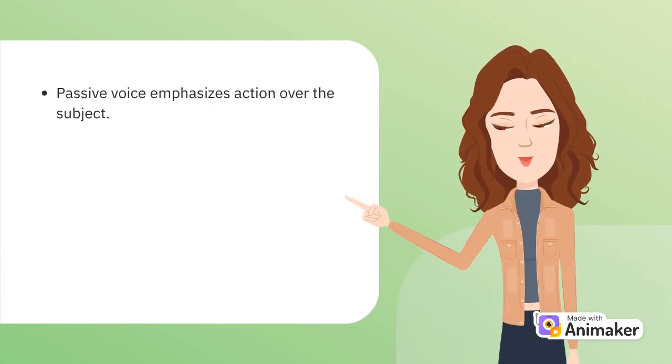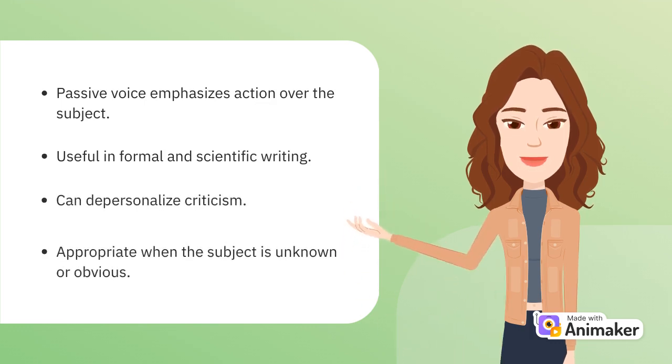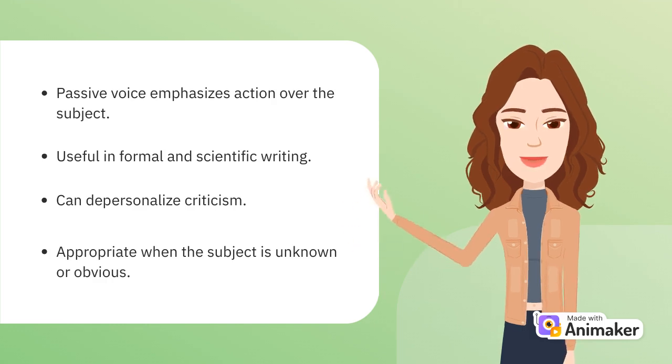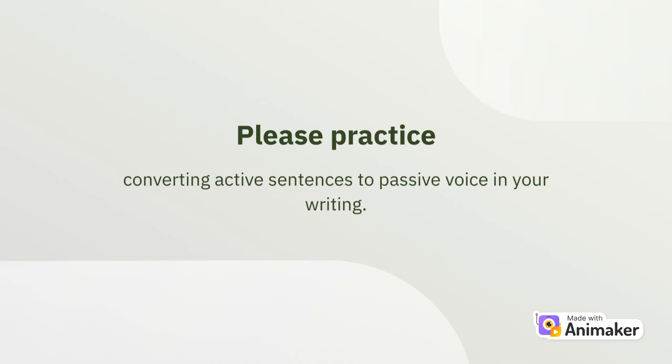Now let's recap on what you learned and what you need to remember. Passive voice emphasizes action over the subject. Useful in formal and scientific writing. Can depersonalize criticism. Appropriate when the subject is unknown or obvious. Please practice converting active sentences to passive voice in your writing.